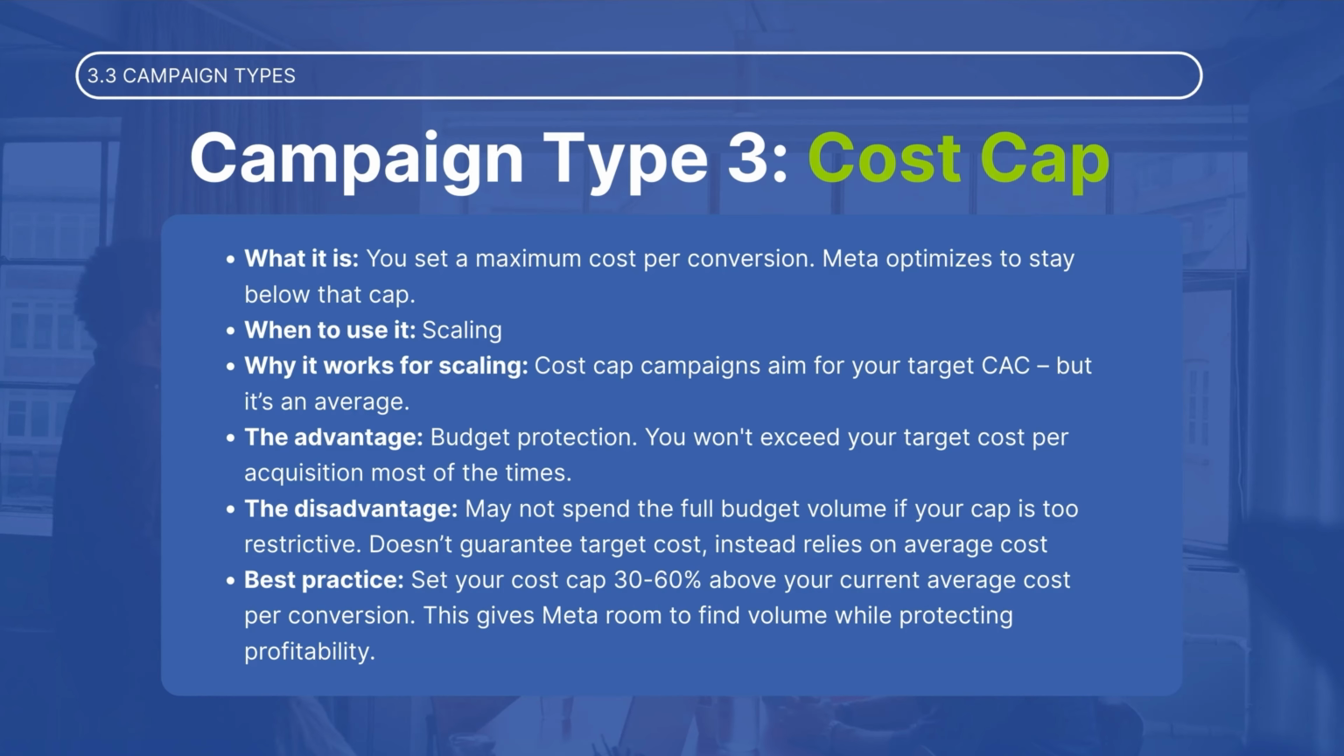The disadvantage. These campaigns may not spend the full budget if your cap is too restricted. They also don't guarantee a target cost. Instead, they rely on average costs. Best practice, set your cost cap 30 to 60% above your current average cost per conversion.